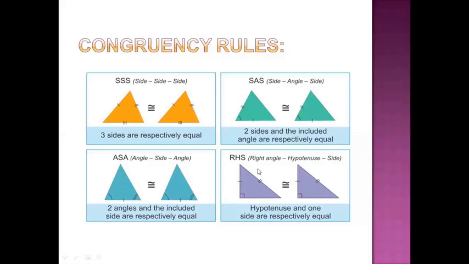The fourth rule is RHS, which means right angle, hypotenuse, side. So the angle should be a right angle and it must be equal in both the triangles, and the hypotenuse as well as the side. Then these two triangles are said to be congruent.